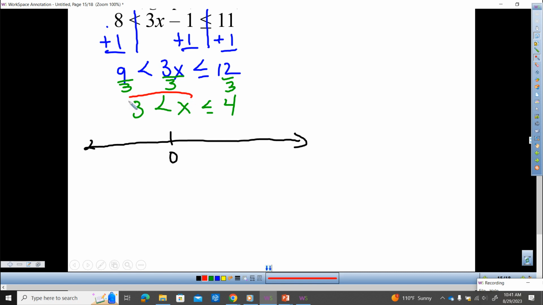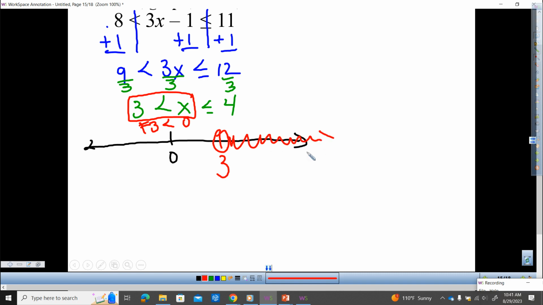So, what's my dividing point for the first part? 3. Open point? Yes. All right. What number do I test? I'm going to test 0 again. So 0, 3. Is 3 less than 0? No, that's false. So I'm not going to shade towards 0. I'm going to shade in the opposite direction. There it is.